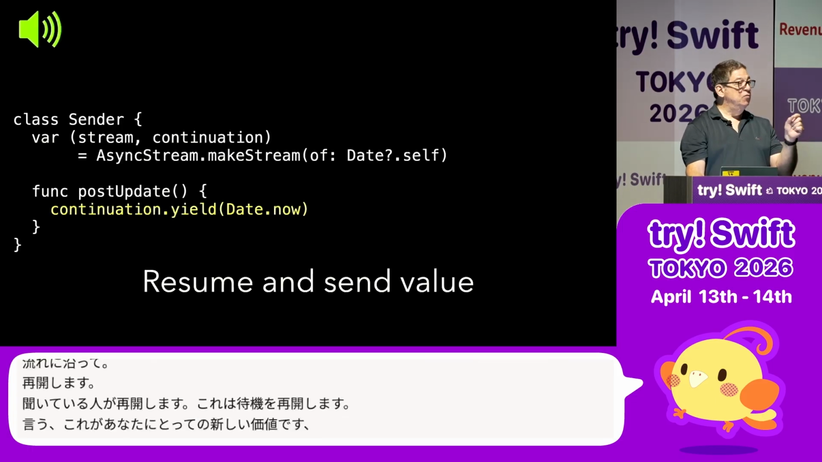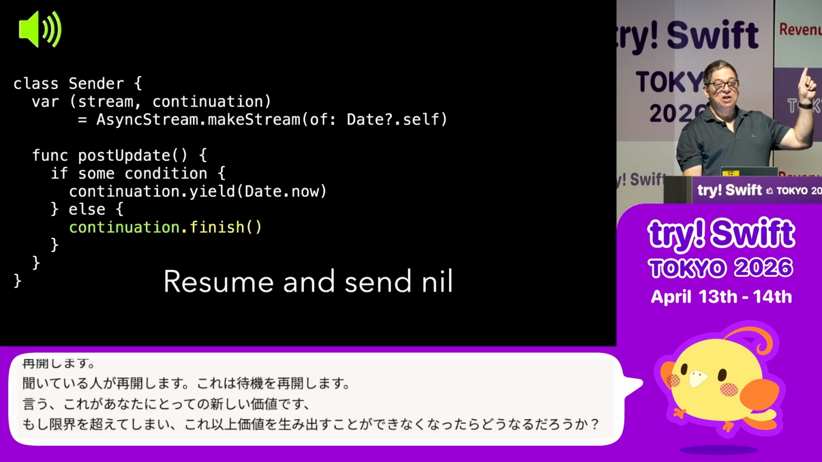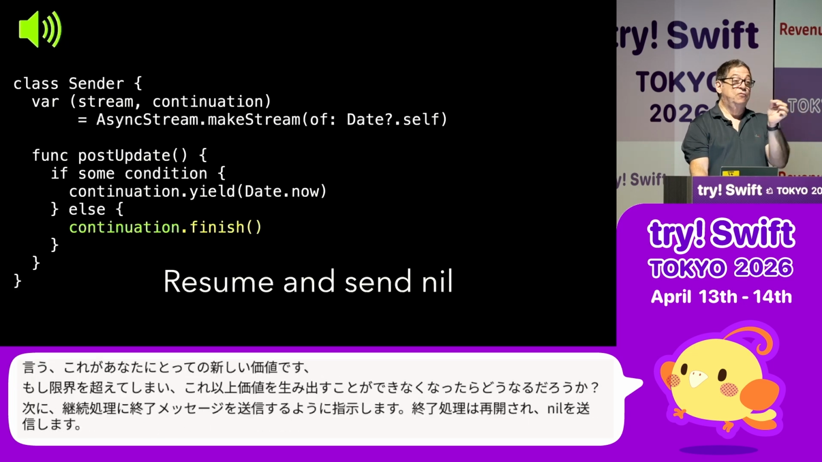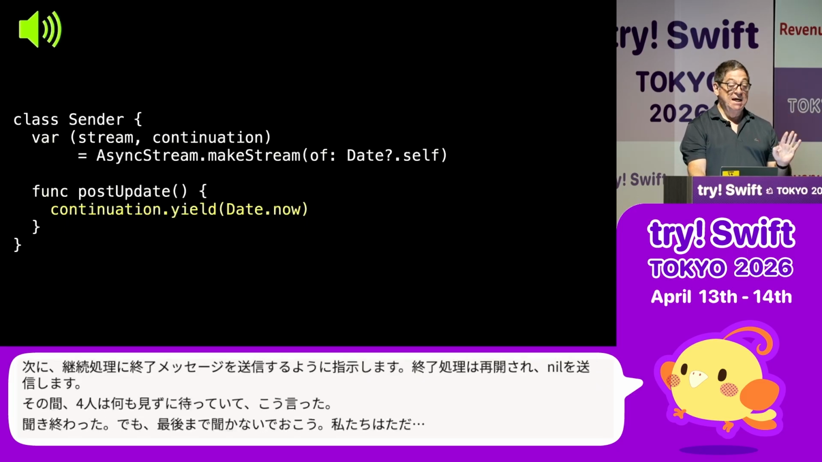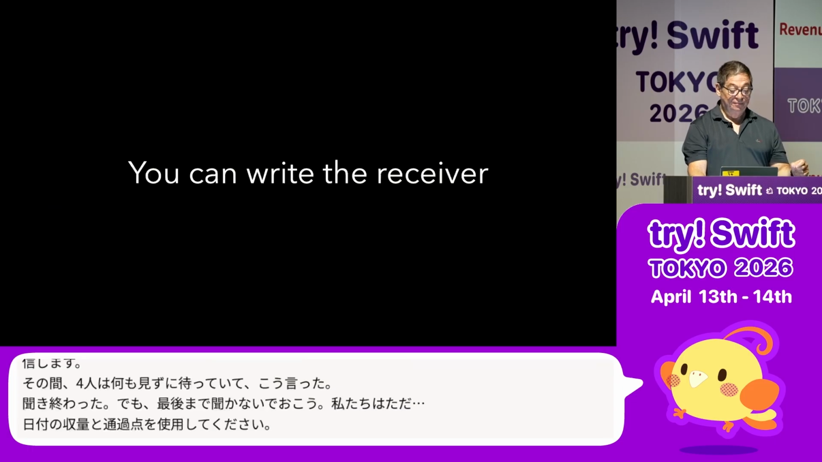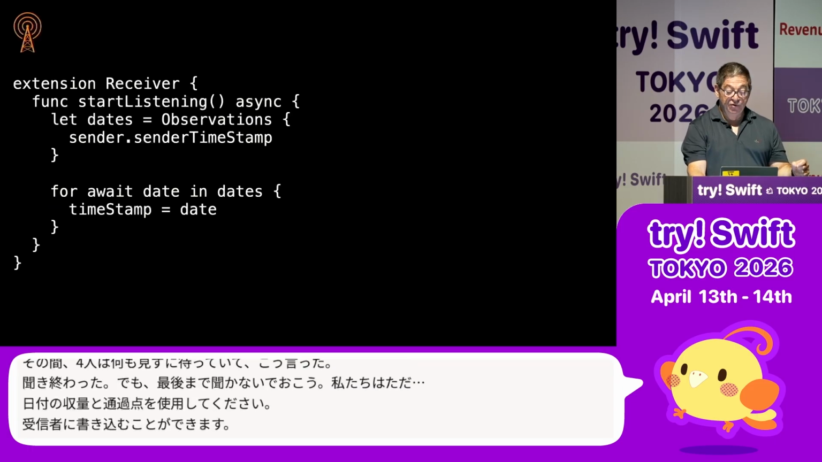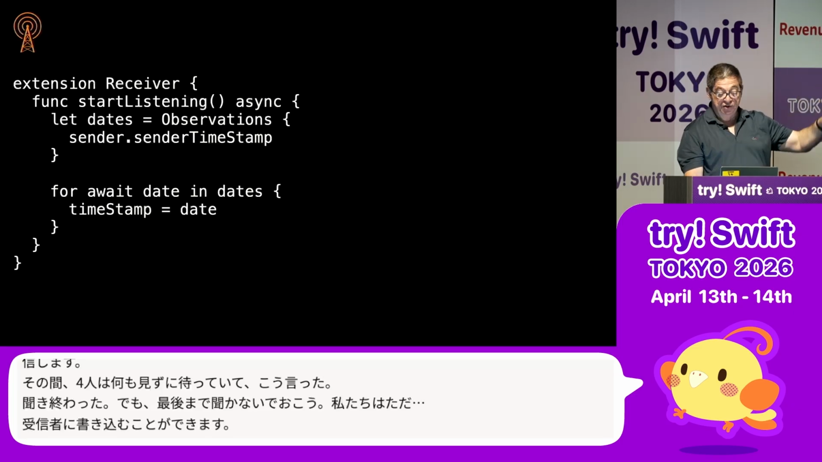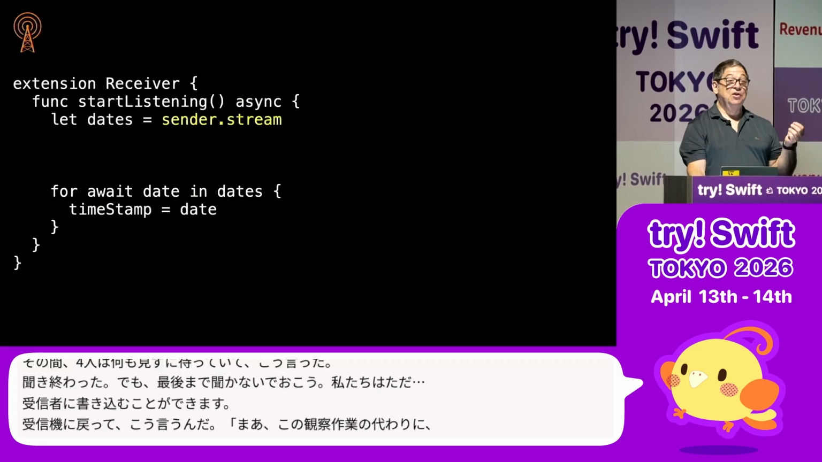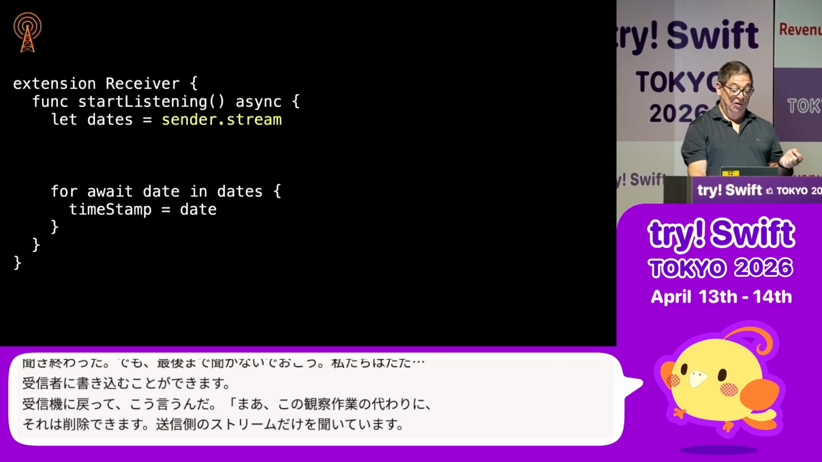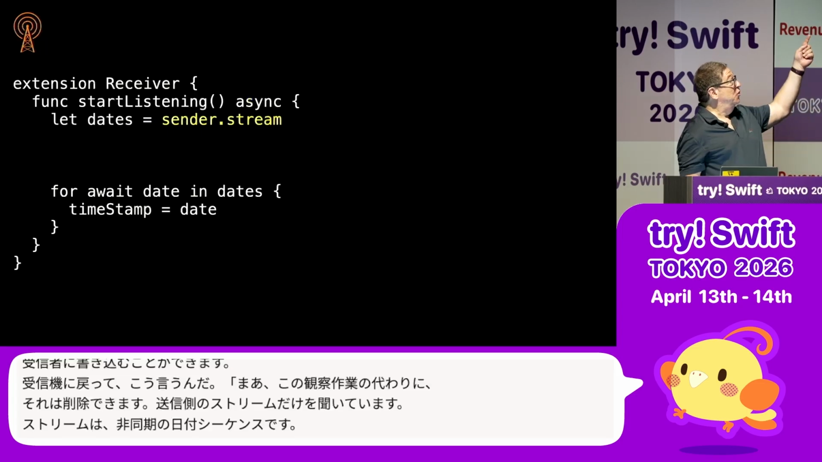What happens if we've run off the edge and there are no more values to come? Then we can tell the continuation to send the finish message. Finish resumes and sends nil, and the while-let, the for-await, sees the nil and says, I'm done listening. But let's not finish. We'll just use the yield and pass a date. By now, you can write the receiver. You go back to the receiver and you say, well, instead of all this observation stuff, I can get rid of that. I'm just listening to the sender stream. The sender stream is an async sequence of dates. And so I still for-await it.